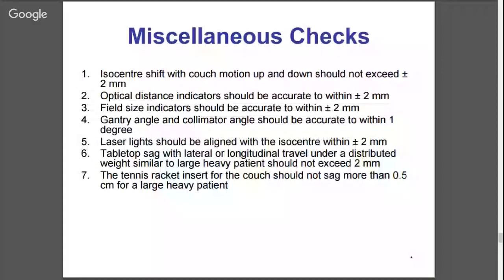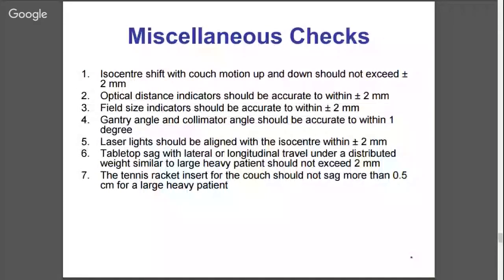The lasers, I haven't said too much about those, but lasers are very important because we're going to use those for setting up the phantoms that we use in a lot of our dosimetry checks. So we need to be confident very early on that lasers are actually aligned to the isocenter as accurately as possible.